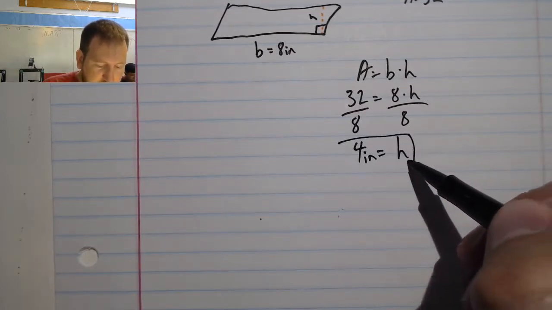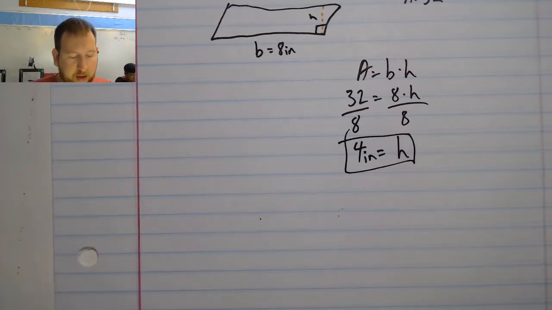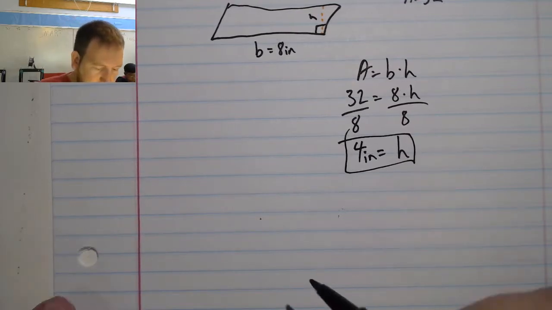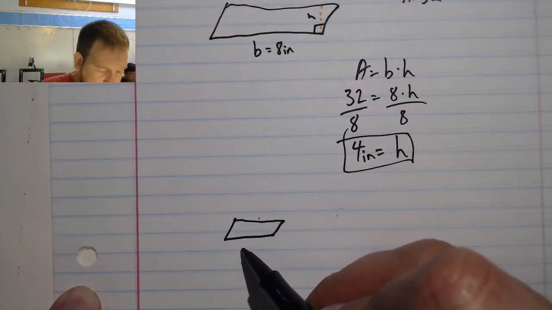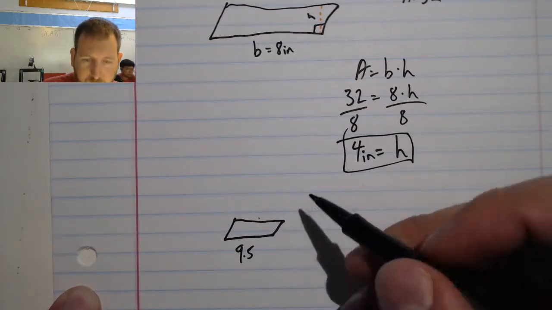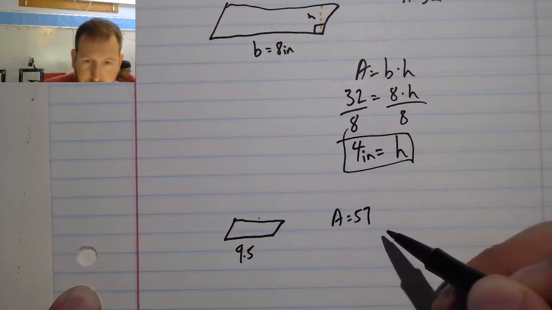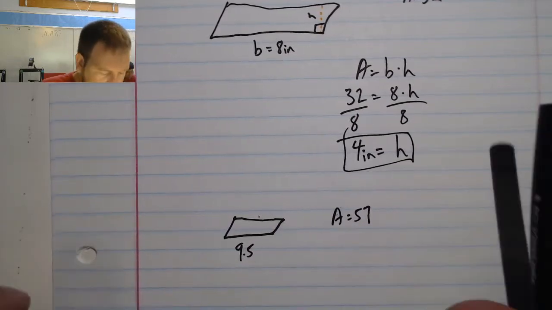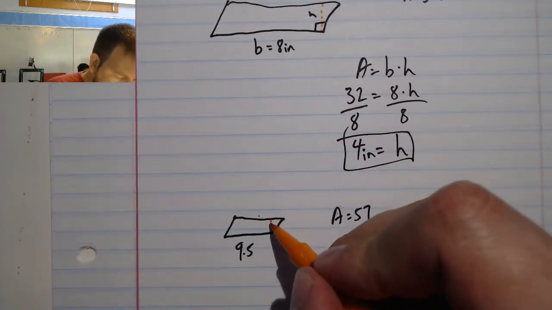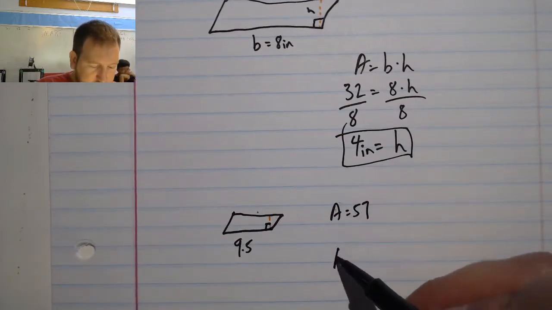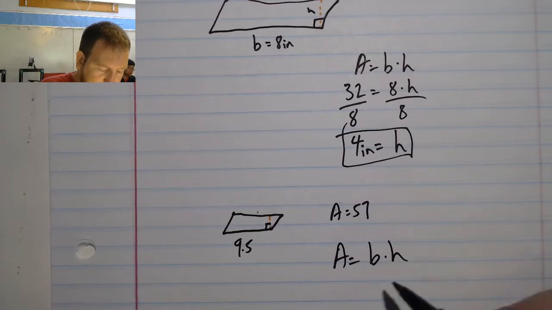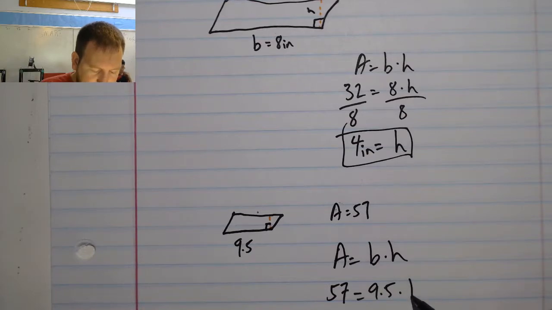And it's important to put my units back in so that I can see what I was up to. Let me do one more. If you feel like you got it, then go ahead and go on. I'm going to make my little parallelogram here. My base in this case is 9.5 inches. My area is 57. And the question is, what's the height? Go through just like we did before. Area equals base times height. My area is 57 equals 9.5 times h.